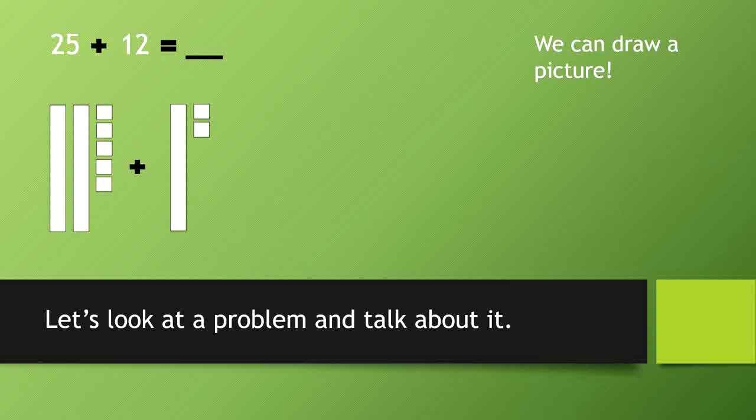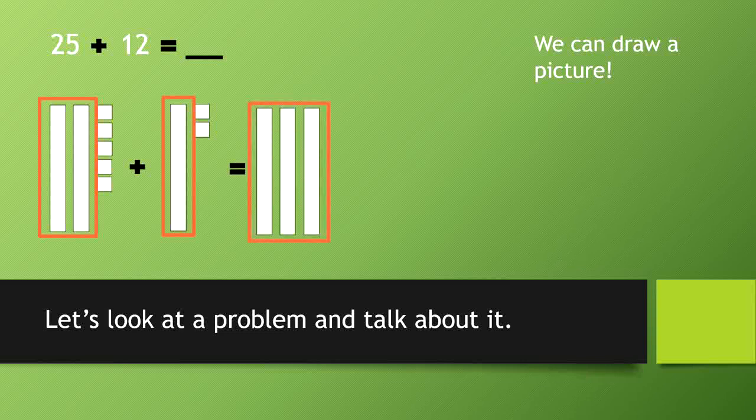Let's combine our tens first and see what we get. 2 tens, 1 ten. That's going to equal 3 tens. Now let's look at our ones. We have 5 ones in 25 and 2 ones in 12. What is 5 plus 2? That's going to be 7. We have 3 tens, 7 ones. What's that answer? 37. Great job.